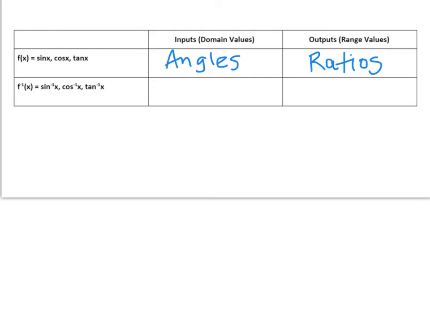Because the inverse switches the relationship between the domain and range, or the inputs and the outputs, that means we will input ratios into our inverse trig functions, and the outputs, or the answers, will be angles. So that's going to be an important distinction once we actually start practicing some problems.